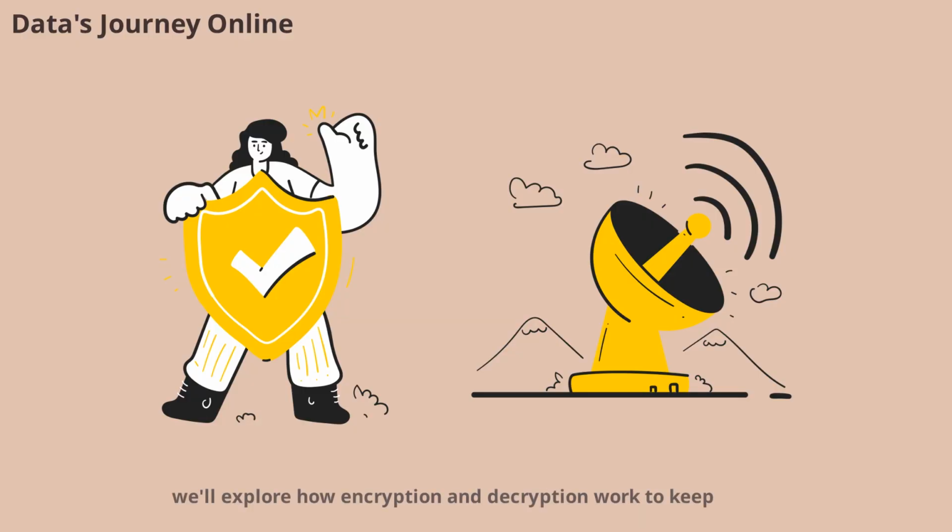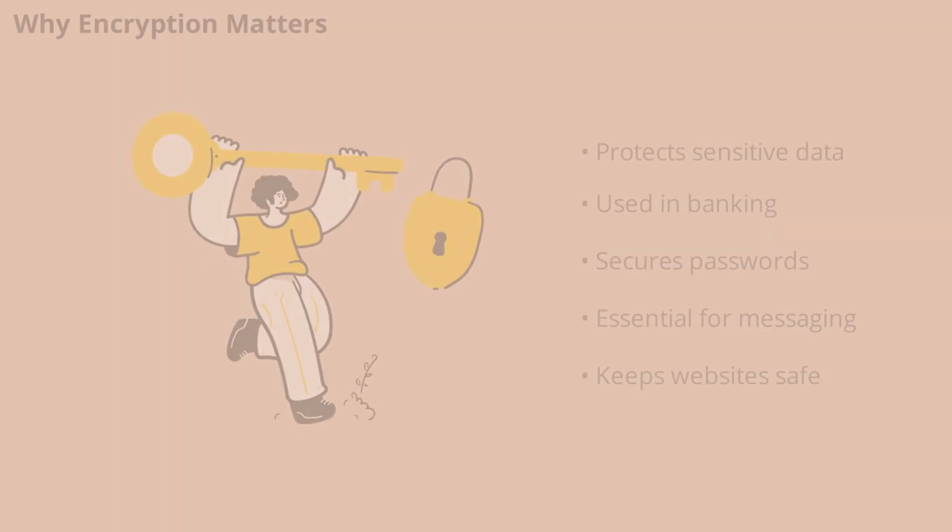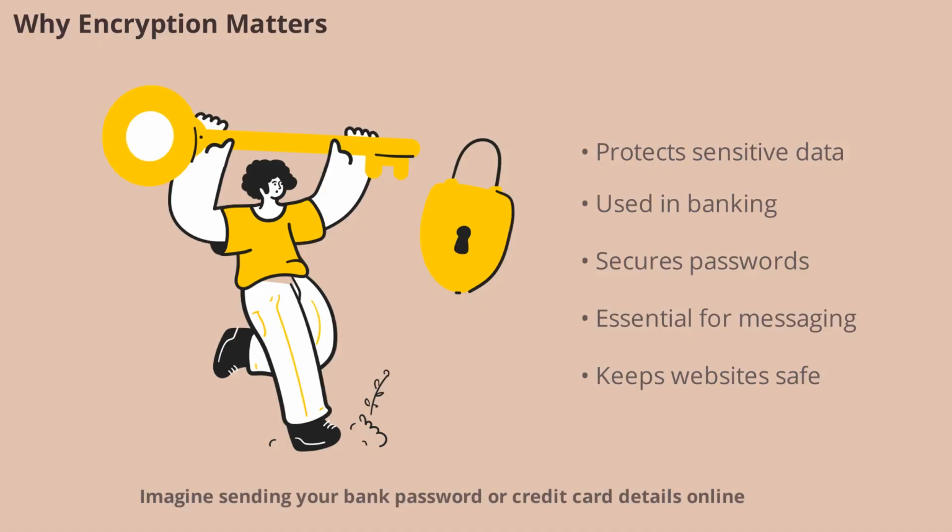In this video, we'll explore how encryption and decryption work to keep your information safe as it moves across the internet. Imagine sending your bank password or credit card details online. Without protection, anyone intercepting your data could read it. Encryption is the solution to this problem. It transforms readable information into a form that only authorized parties can understand.